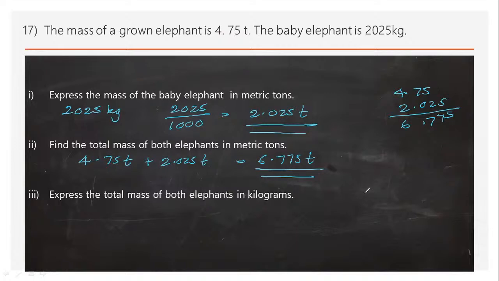Next one, express the total mass of both elephants in kilograms. Now we got the both elephants in metric tons. So you have to multiply this by 1000.